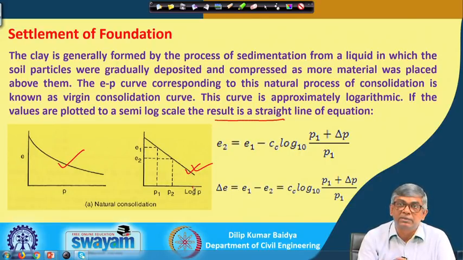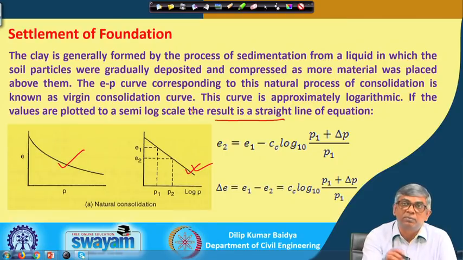And so, that means whatever load is applied, there is no other load heavier than the present load that was applied to the soil layer before. So this consolidation process is called virgin compression, and for this type of compression, if you test the soil sample and plot e versus p, it will come like this.